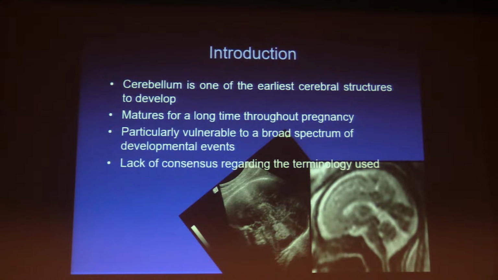So the cerebellum is one of the earliest structures to develop throughout the pregnancy. It matures for a very long time. So I think if there's one thing you really have to learn here, it is that if you're suspicious that there's a problem and there's an abnormality, it's important to follow it through to late pregnancy. Don't make a diagnosis very early. Many of the false alarms or misdiagnoses were cases diagnosed very early in pregnancy, and when you follow them through, they normalize. This long period makes the cerebellum particularly vulnerable to a broad spectrum of developmental events, and the biggest problem is that there is a lack of consensus regarding the terminology used.